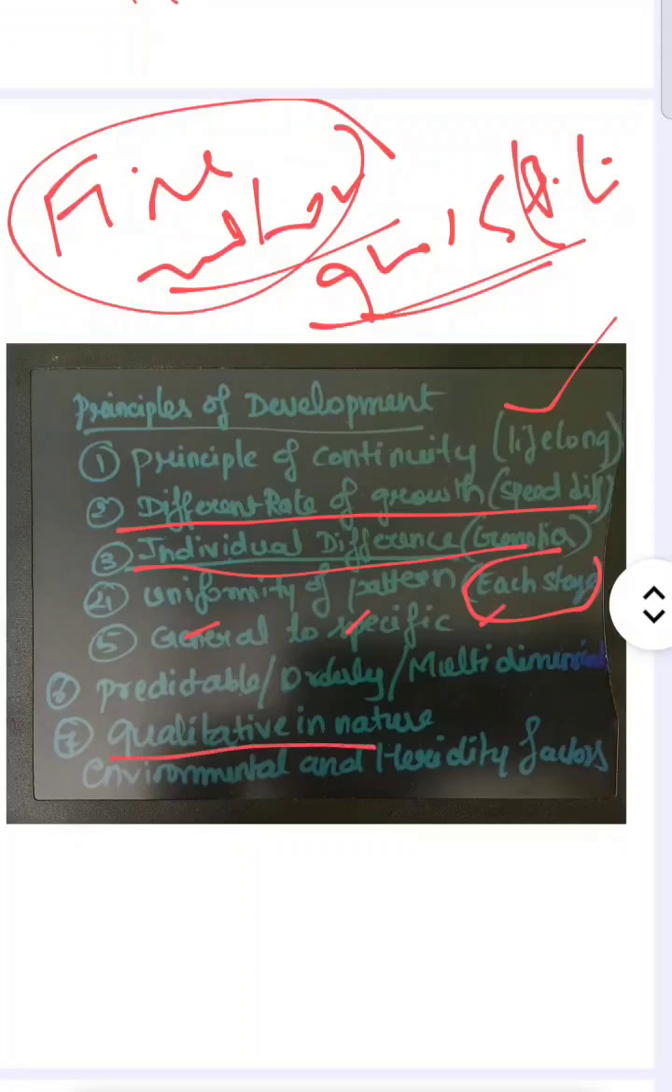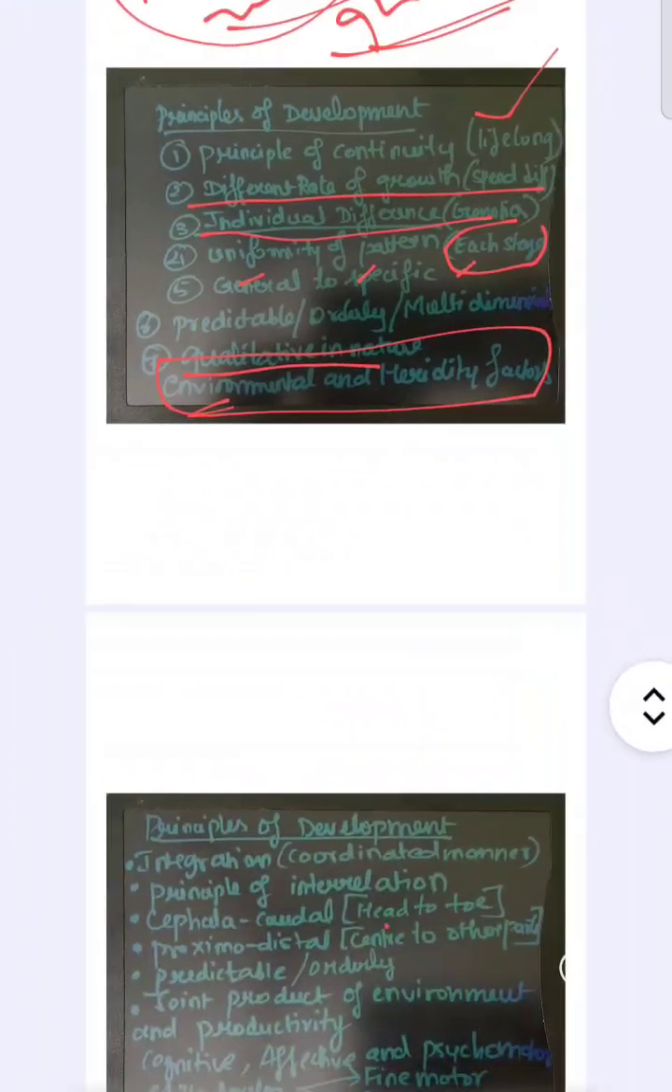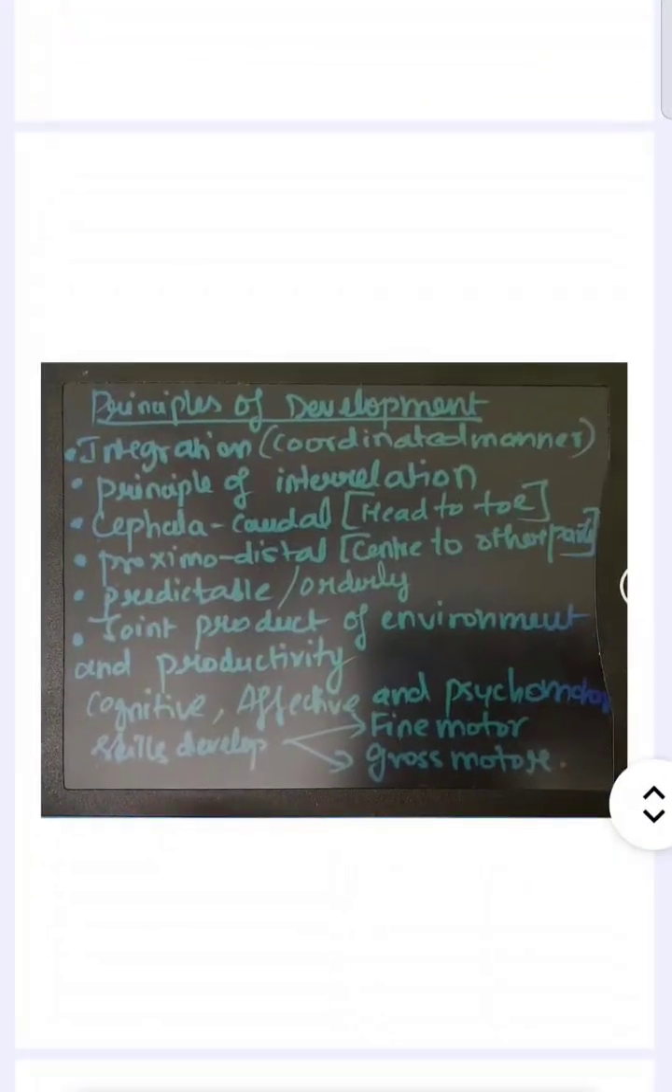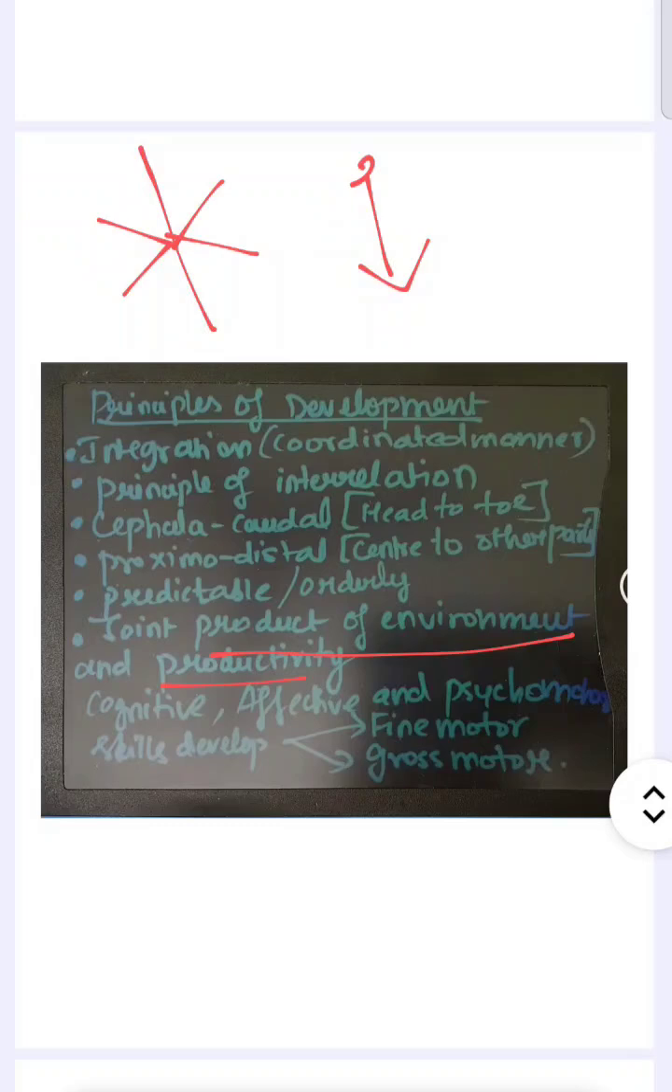So it is qualitative in nature, it is not measurable, and it depends upon environment and heredity factors of family influences. The principles of development continue here: it is proximodistal and cephalocaudal. Cephalocaudal means it starts from head to toe. Proximodistal means it spreads from the center part to the other parts. Then it's a product of environment and heredity. So it involves these two skills, which are fine motor and gross motor.